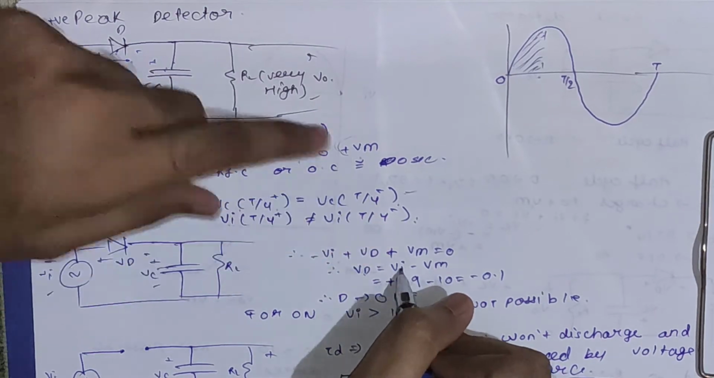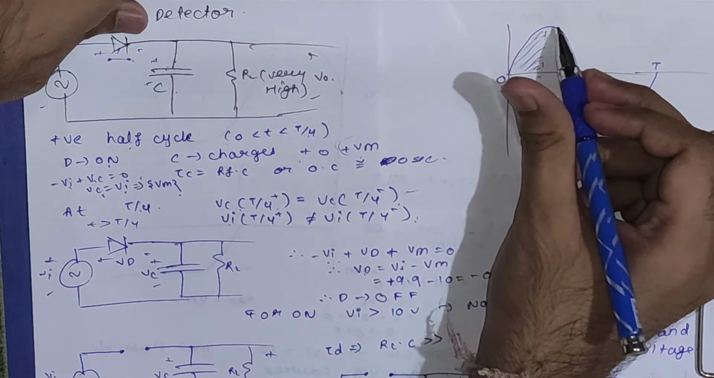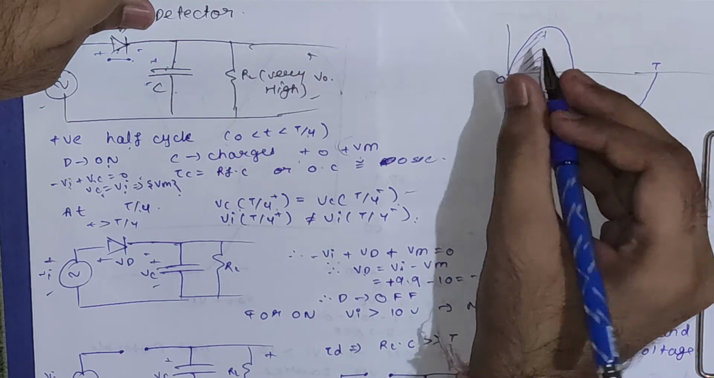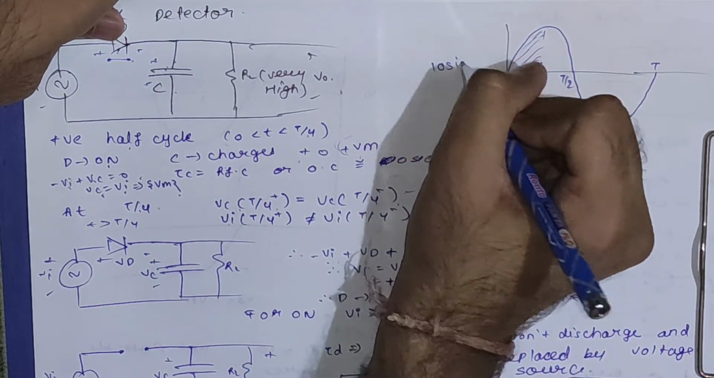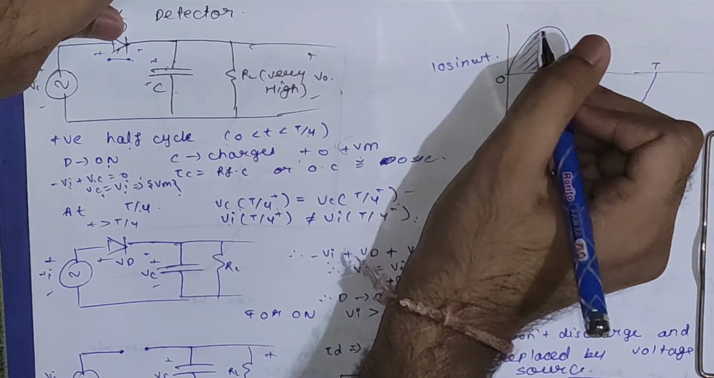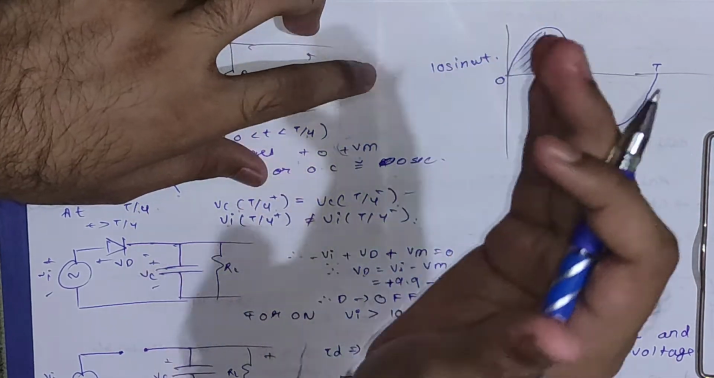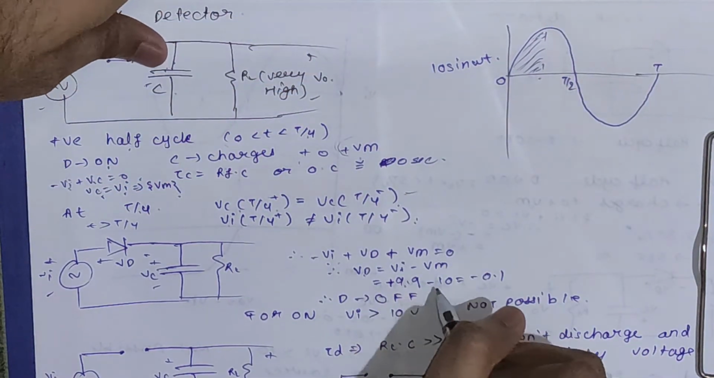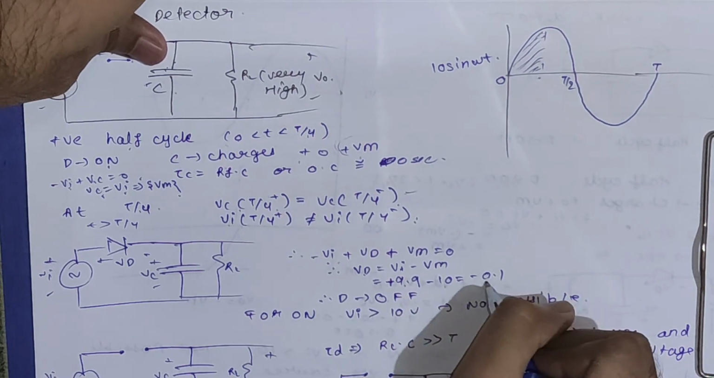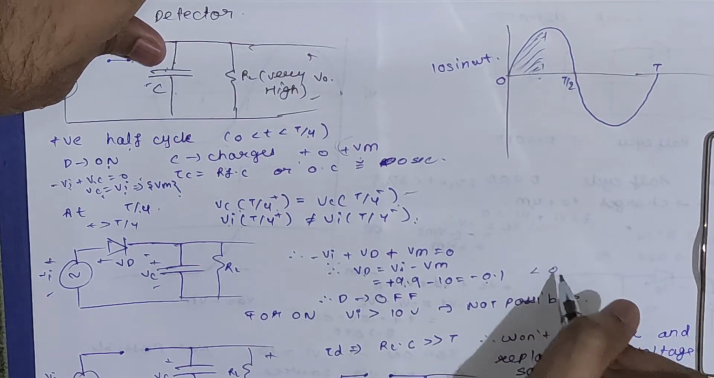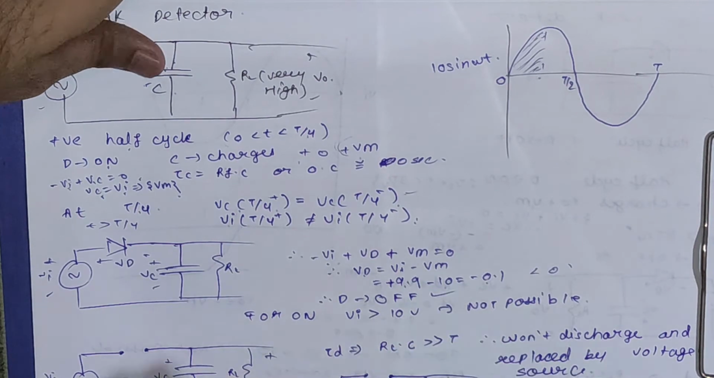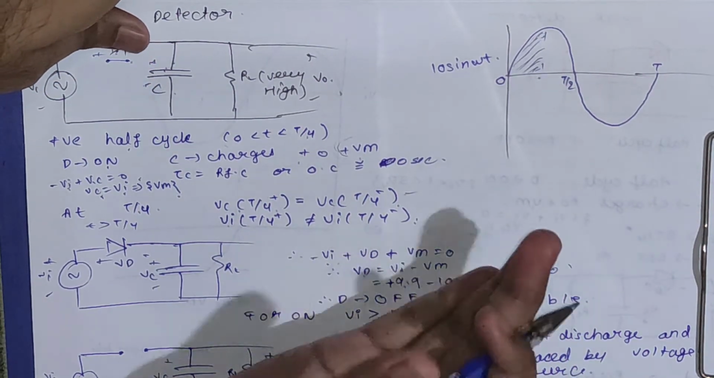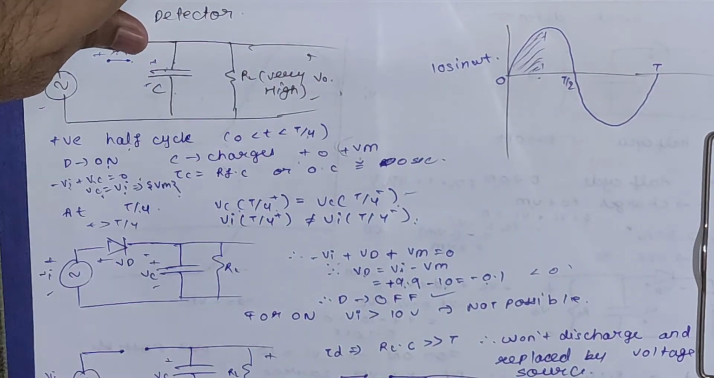Vi at this phase can be 9.9 if we consider the input waveform as 10 sine omega t. It won't be 10 volt, it will be somewhat less than 10 volt. So we have considered 9.9 here. 9.9 minus 10 is nothing but minus 0.1, which is less than 0. So we will say the diode is off. For the diode to be on, the input waveform should be greater than 10 volt, which is not possible.